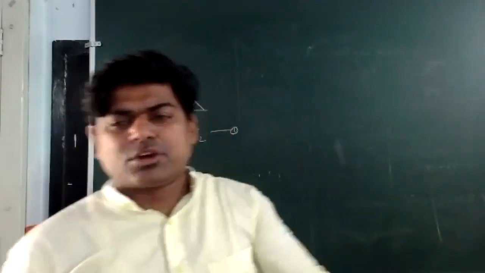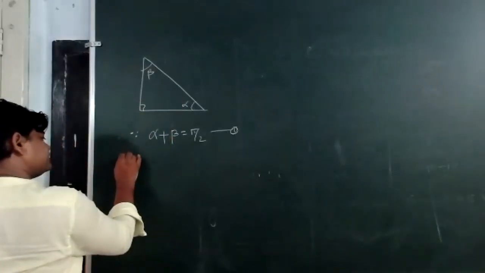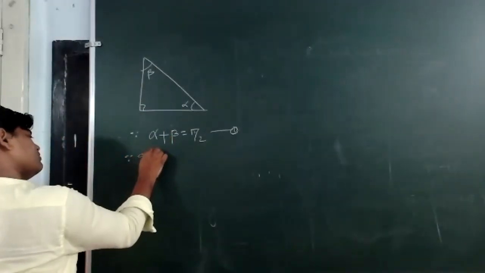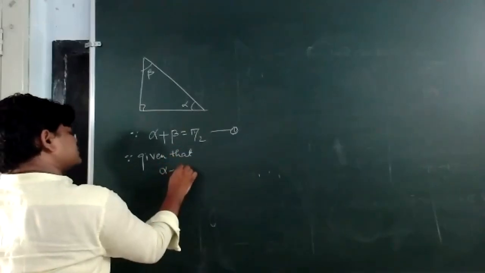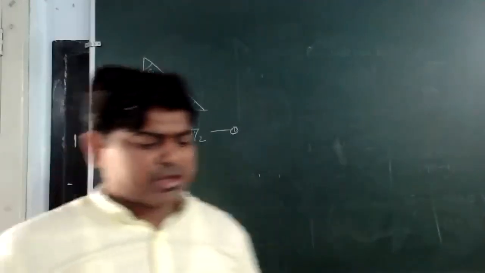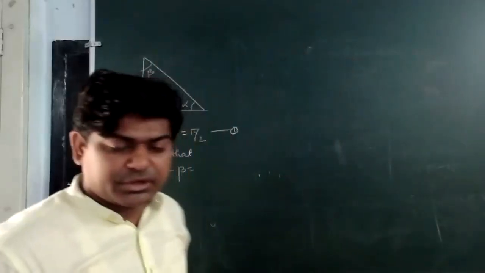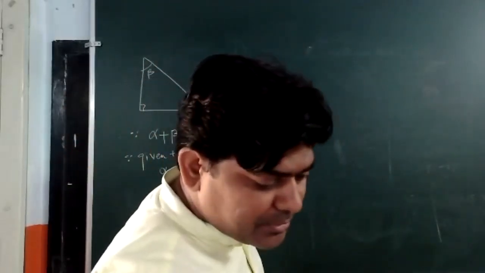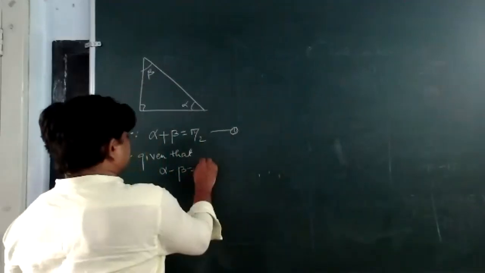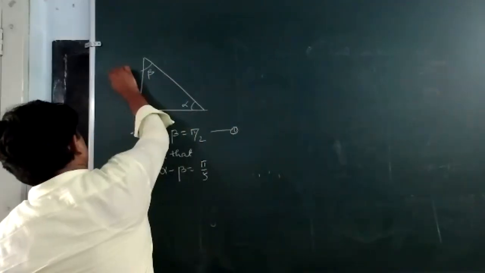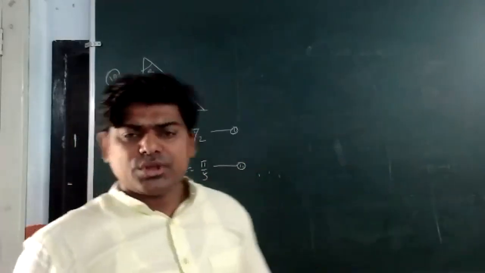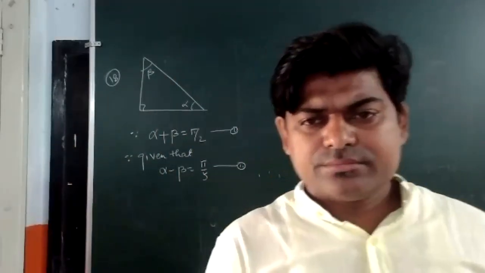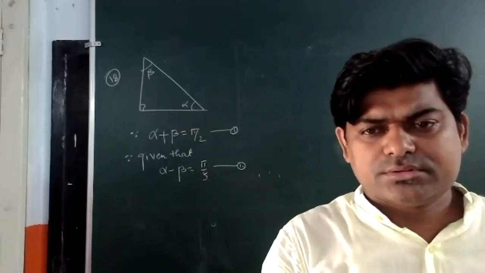And it's given in the question that alpha minus beta is equal to pi by 5. I think it is question number 18. Now I'm asking you, after solving 1 and 2, can we get alpha and beta or not?